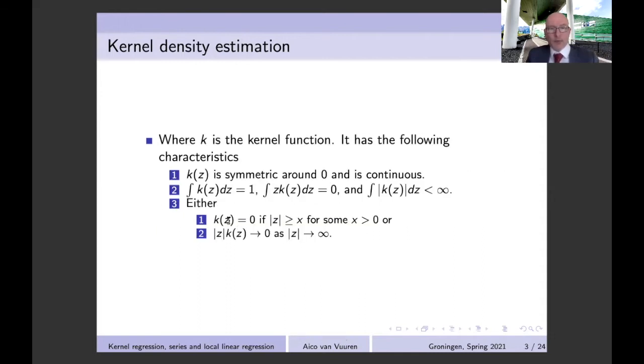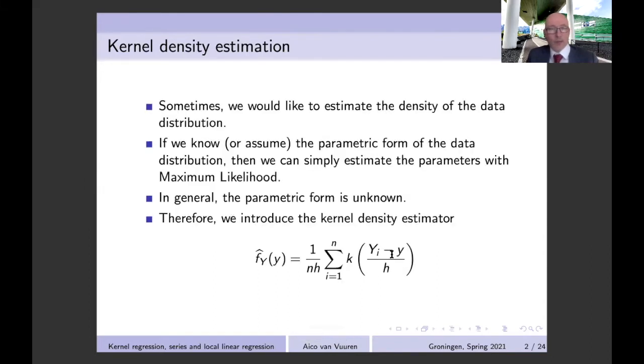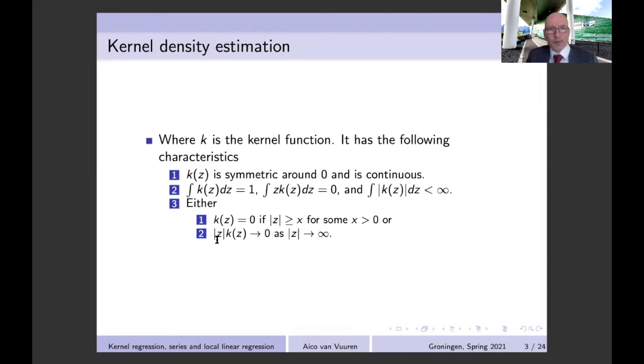And that's exactly what we have over here. We could have one of two different assumptions. First of all, we could have that k(z) is simply equal to 0 at the moment that z in absolute values is larger than some threshold value x. That is exactly what we have said before: at the moment that the difference between yi minus y is too large, then this kernel function is simply going to be equal to 0. We could also have another situation in which z multiplied by k(z), z in absolute values here, is going to converge to 0 if z goes to infinity. Well, that means that this k(z) is allowed to be positive, say for any value, but we should realize that it should converge to 0 very quickly.